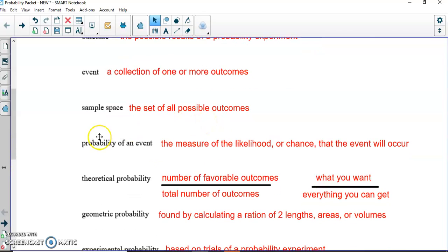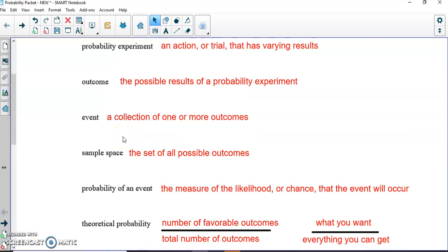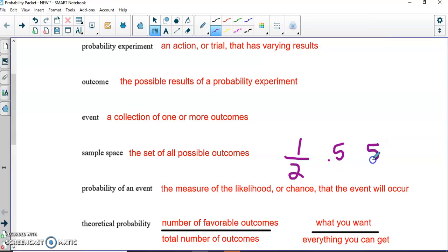Now, the probability of an event in general is the likelihood or the chance that it's going to occur. So if you flip a coin, your chances of getting heads is 1 out of 2. There's a couple of different ways you can write probability. So you can show it as a fraction. You can show it as a decimal, or you can show it as a percent. Okay, so those all mean the same thing in probability.